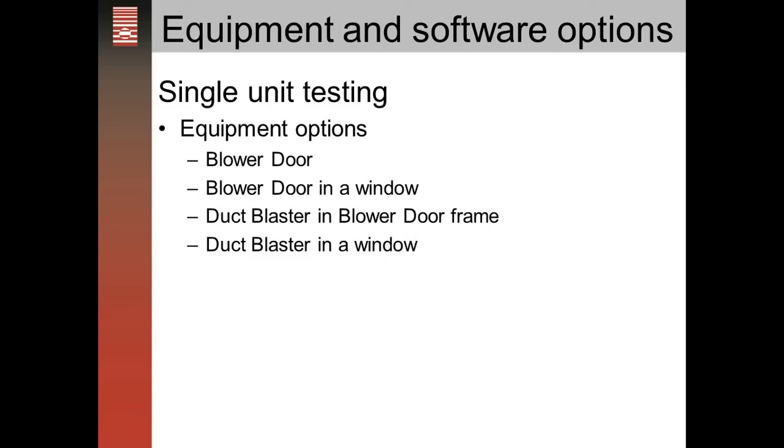So equipment options, you could use a blower door set up in an exterior door or a hallway door. You could use a blower door set up in a window in an individual apartment unit. Or duct blasters set up in a blower door frame, or duct blasters set up in a window.